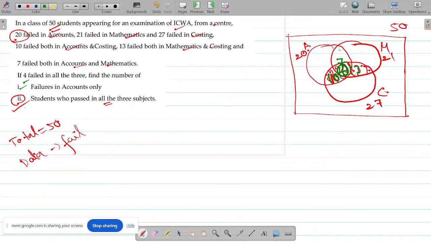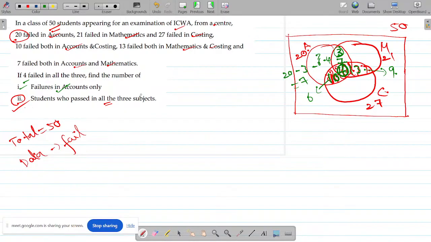Now tell me, what is this one alone? 7 minus 4, 3. What is this one alone? 6. Am I right? This region alone is 6. What is this one? 13 minus 4, it is 9. Failure in accounts only you have to find. So you have to find this region. This is totally 20 minus this overall 3. This is overall 6 minus 4. See this minus 4, because I am taking here 3, I'll take this 4. So what's the value? Minus 10 minus 7.